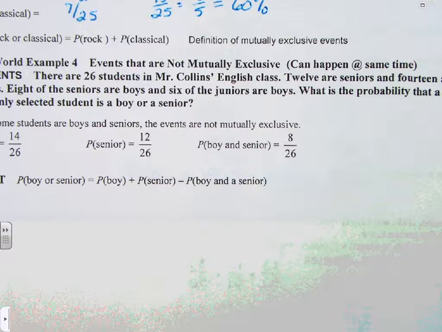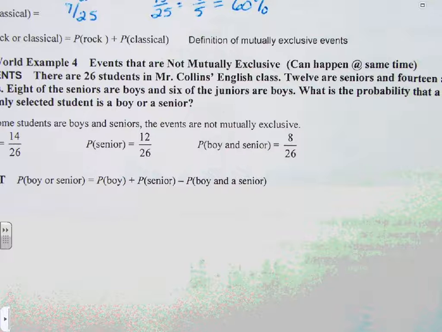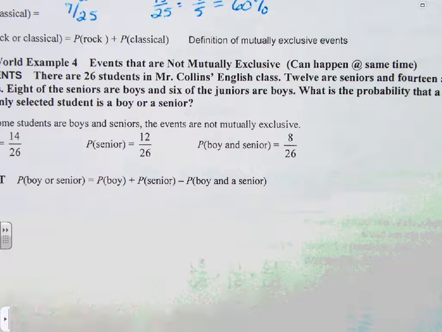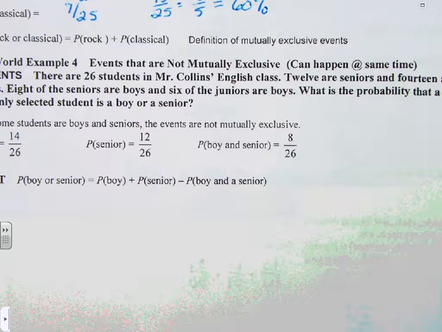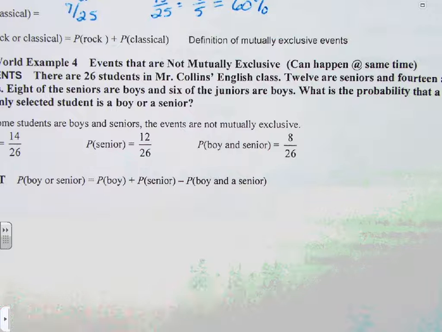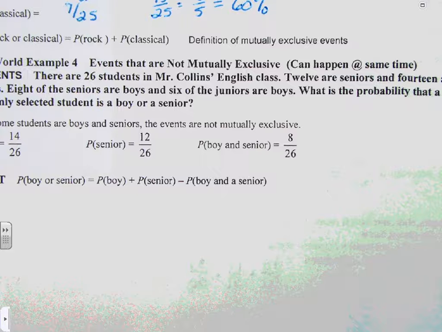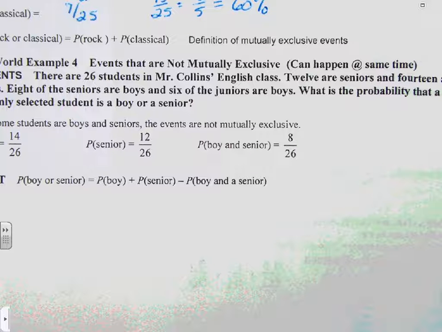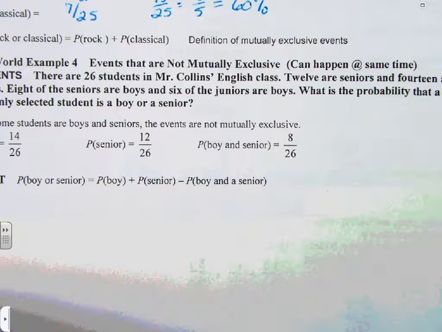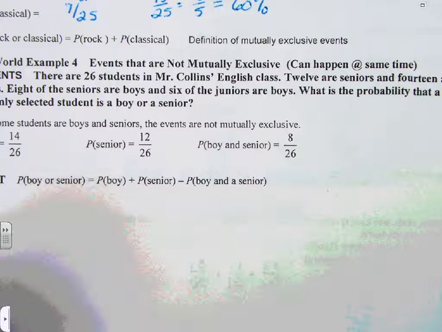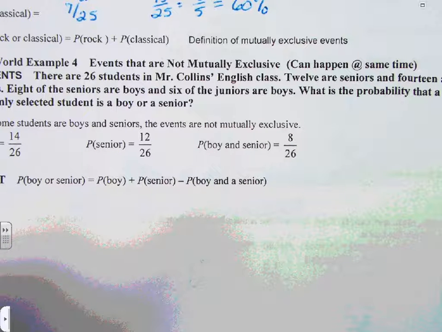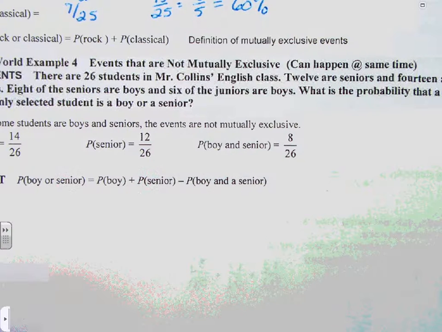So there's 26 students in Mr. Collins' English class. So the total students is 26. 12 are seniors and 14 are juniors. 8 of those seniors are boys. 6 of the juniors are boys. What's the probability that a randomly selected student is a boy or a senior? Can you see how he's kind of in both categories? A boy and a senior would be the same as a band member or lacrosse. That's where the double counting is.